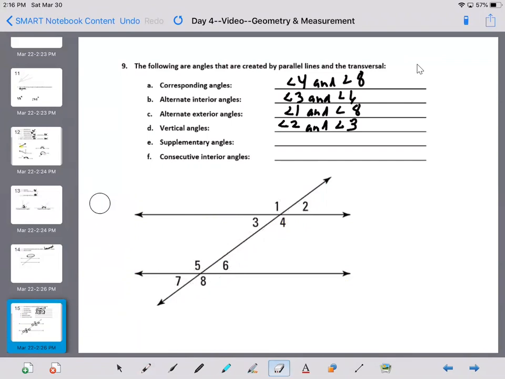All right, now what about supplementary? Well, supplementary angles, remember, they add to give you 180. So angle 1 and angle 2 would both be supplementary. But so would 3 and 4. So would 5 and 6. So would 7 and 8. Those would all be examples of supplementary.